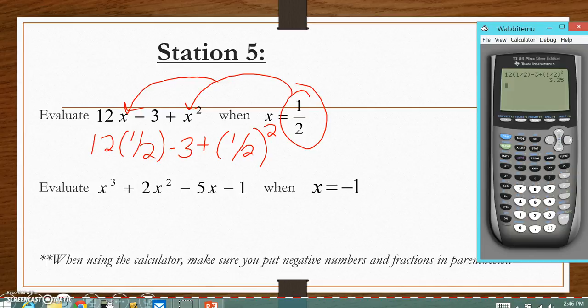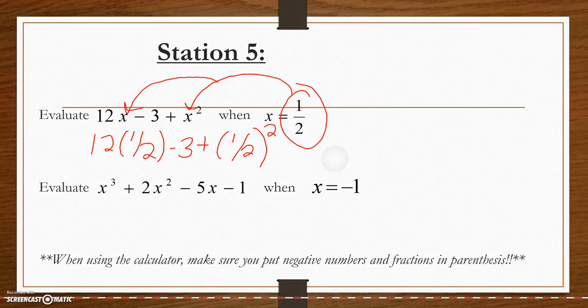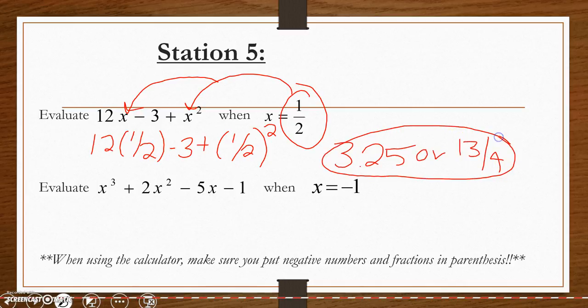If you prefer a fraction version, you hit math, which is below the green button, enter, enter. I'll accept either answer. So it was either 3.25 or 13/4. Alright, let's do another one.